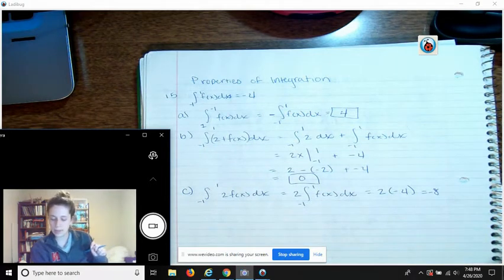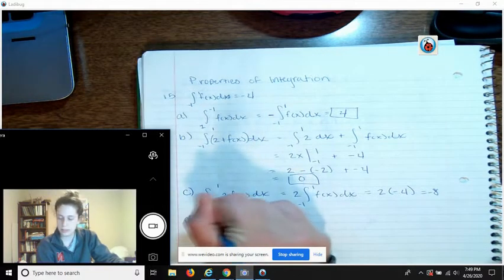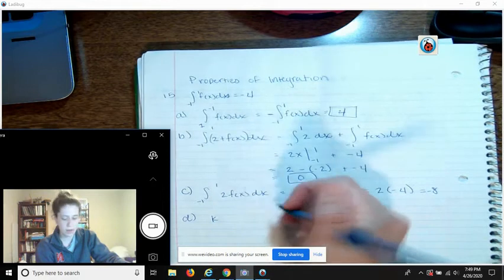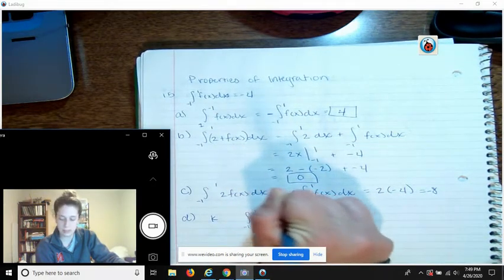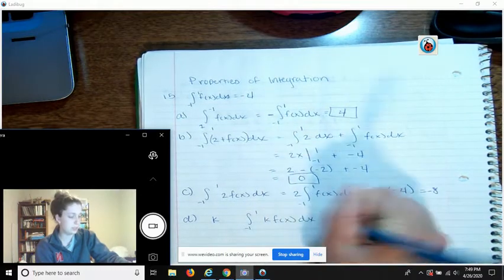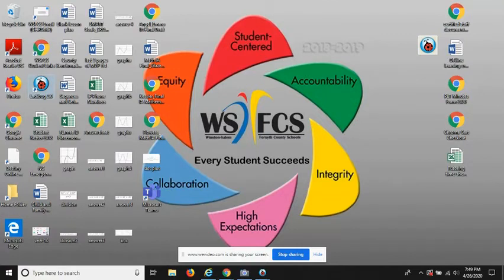And then for part D, it wants you to find k such that the integral from -1 to 1 of k f of x dx is 7.